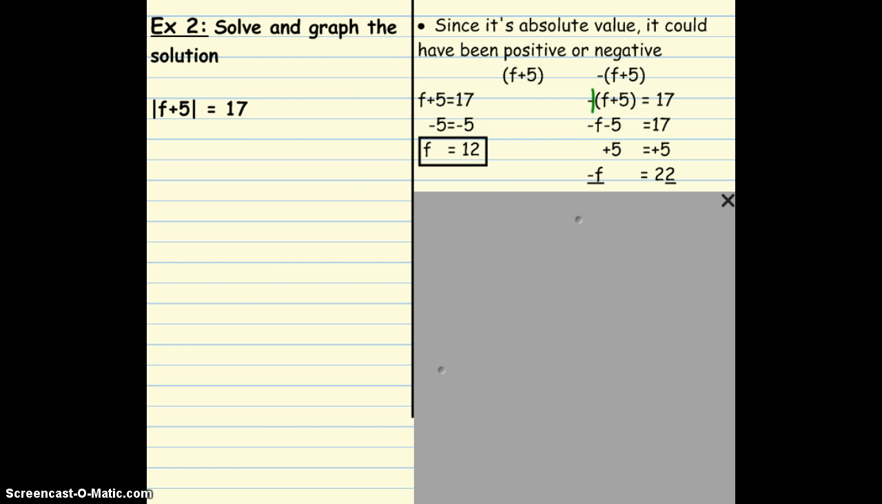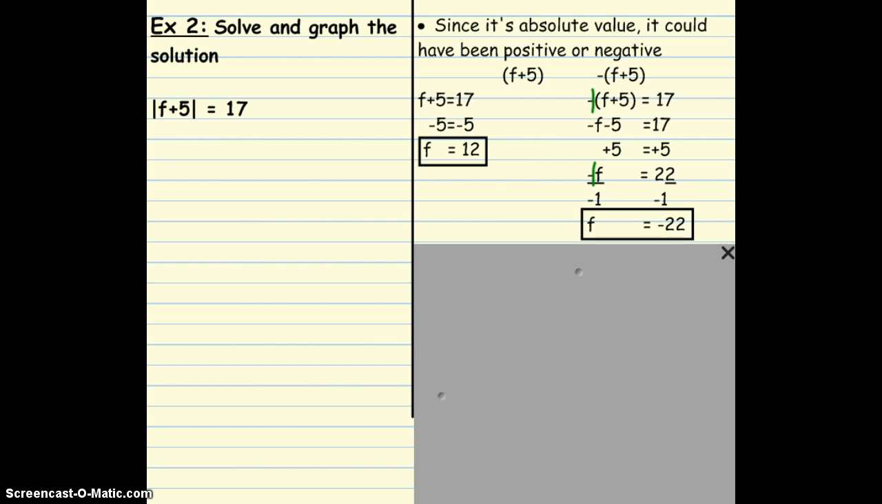We don't want to know what negative f is, we want to know what positive f is. Again, there really is that 1 in front of the variable, so to get it by itself, we're going to divide by negative 1. And in doing so, we get f equals negative 22. So our two solutions are f equals 12 or f equals negative 22.